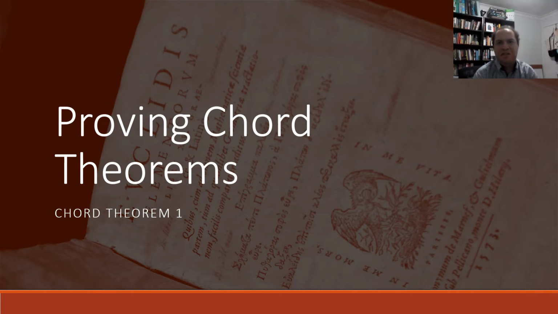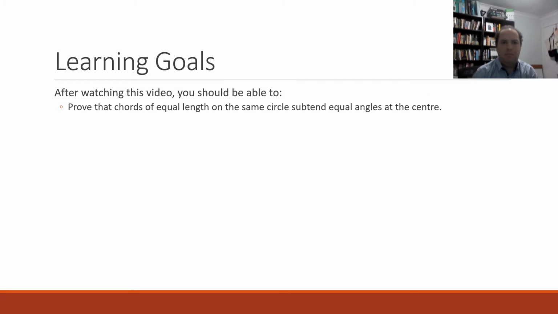Hi students, this is the beginning of a series of videos looking at some deductive geometric proofs, looking at circles. And so this is our first video looking at proving chord theorems. After watching this video, you should be able to prove that the chords of equal length on the same circle subtend equal angles at the center.